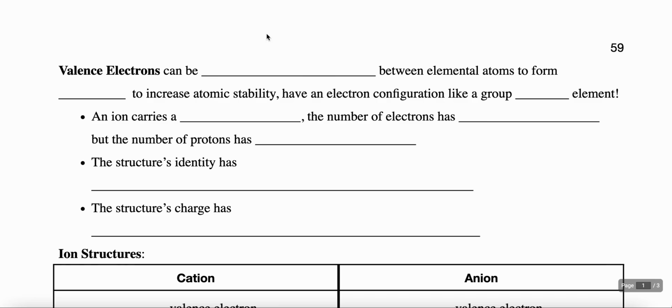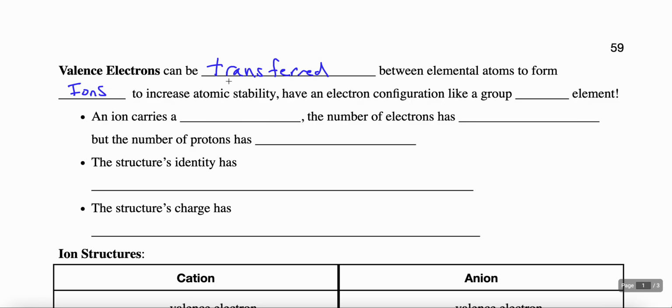And focus on valence electrons. So in chemistry, we spend a lot of time with electrons because electrons determine the chemical properties. So valence electrons, they can be transferred between elemental atoms to form ions.